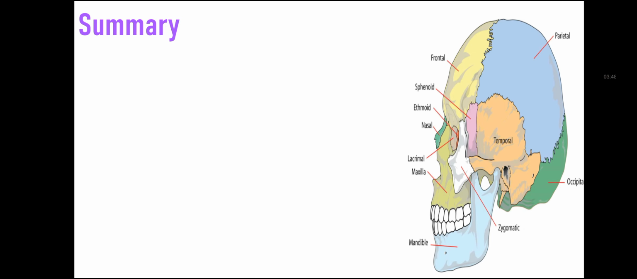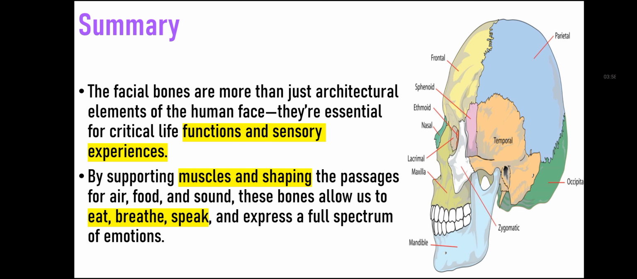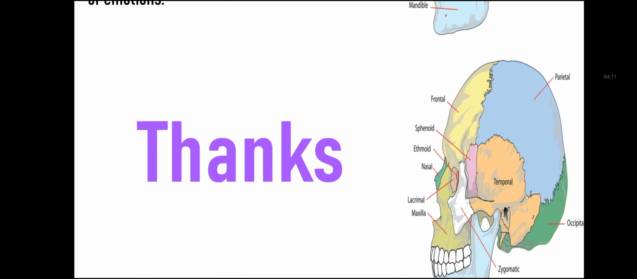Now let's talk about summary of whole this lecture video. Facial bones are more than just architectural elements of the human face. They are essential for critical life functioning and sensory experiences. By supporting muscles and shaping the passages of our air, food, and sound, these bones allow us to eat, breathe, and speak, and express a full spectrum of emotion. And this was all about the facial bones.